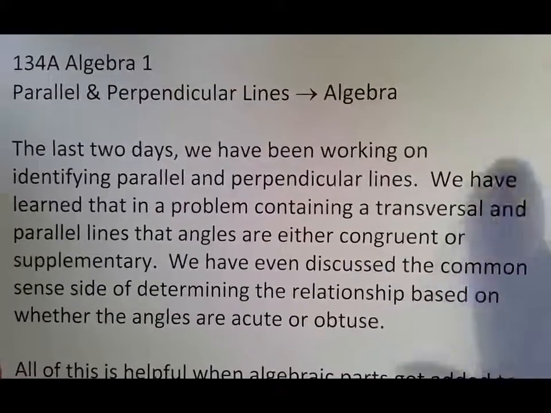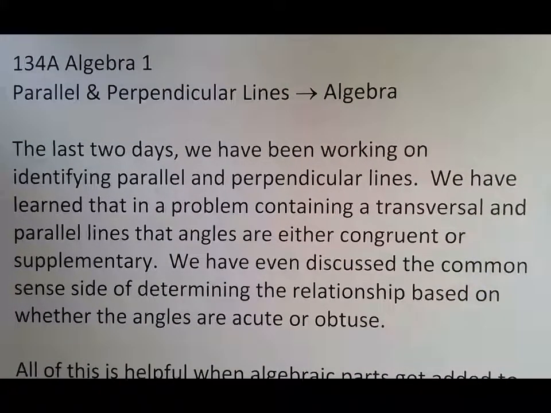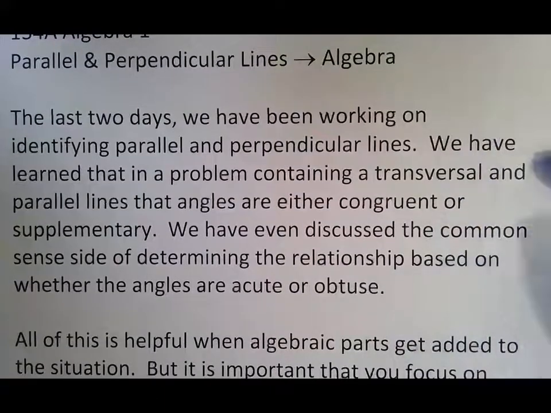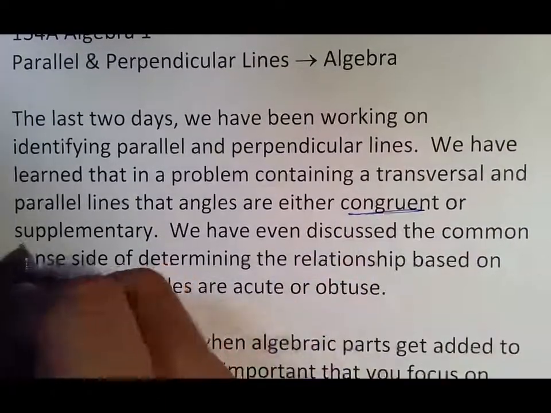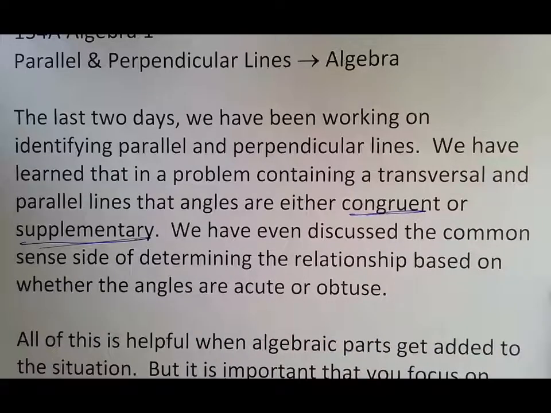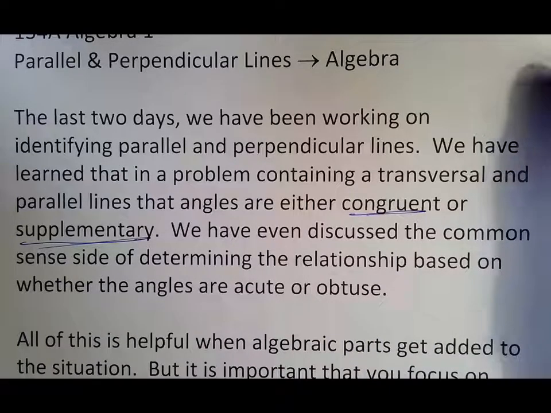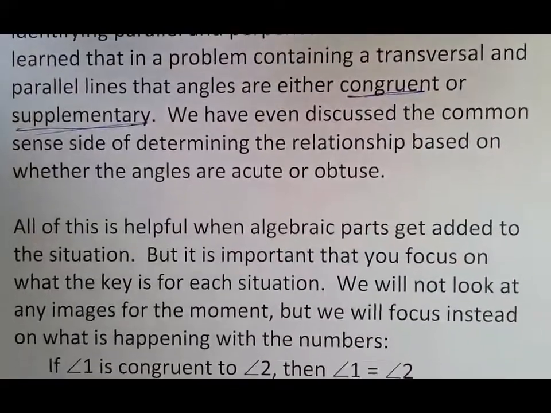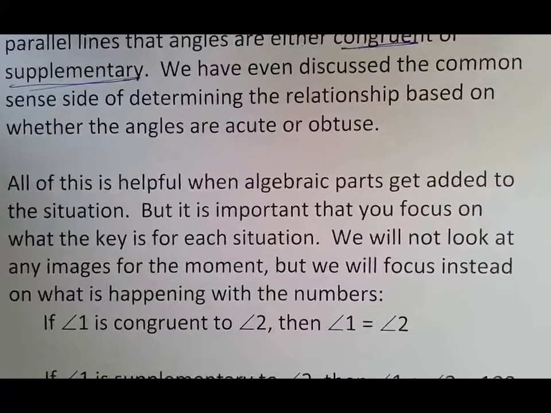So the last 2 days we've been working on identifying parallel and perpendicular lines. We've learned that in a problem containing a transversal and parallel lines, the angles are either congruent or supplementary, which is what we just talked about. We've even discussed the common sense side of determining the relationship based on whether angles are acute or obtuse, which is what we just did. All of this is useful or helpful when algebraic parts get added in, which we didn't do yesterday.